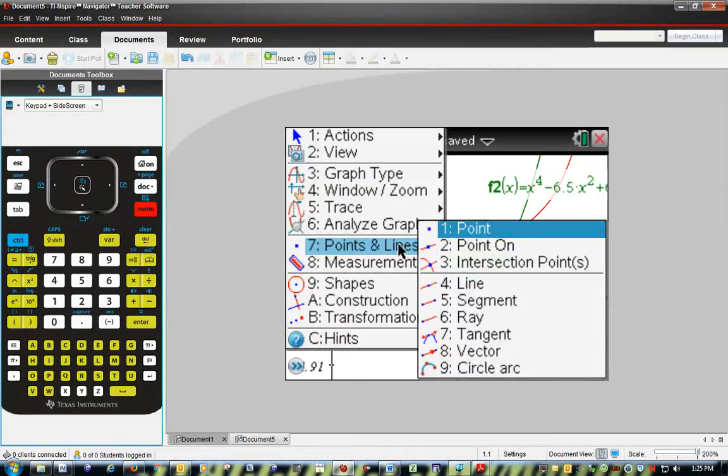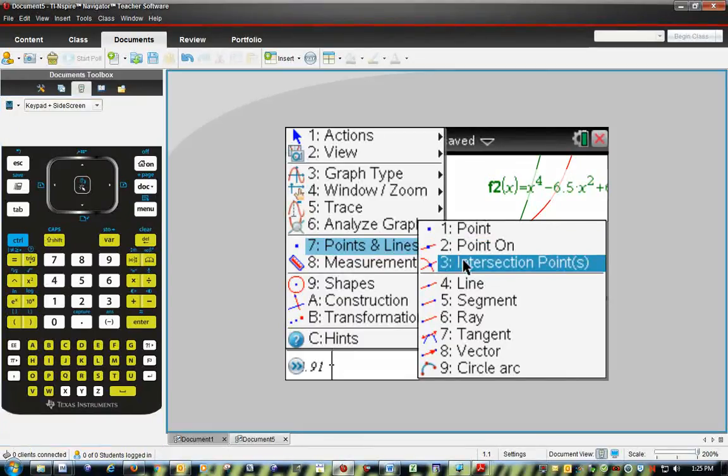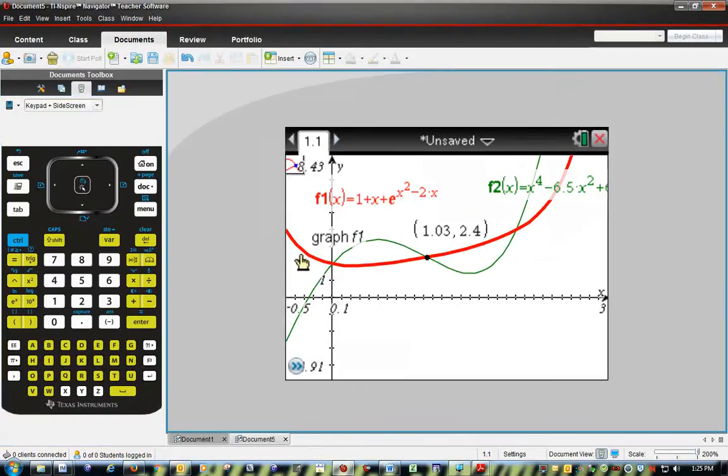Right. Now, in this one, you want to go to calculus, and we want a numerical integral. So you're going to go menu, calculus, numerical integral. I want to go minus. I need f1. So I go f1 of x, and then dx. And that's the first part.